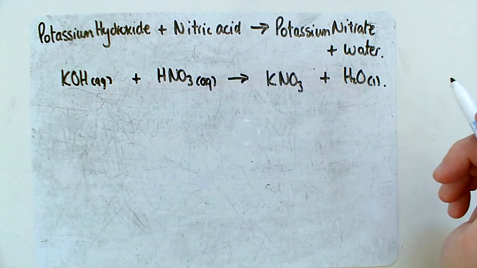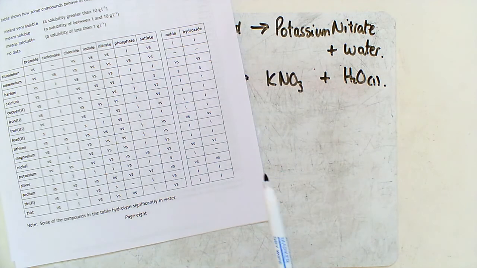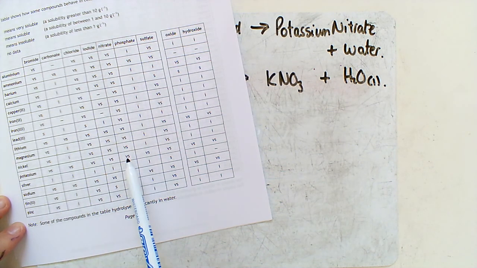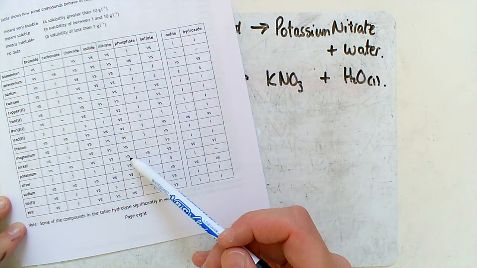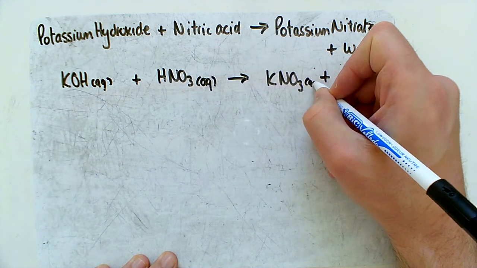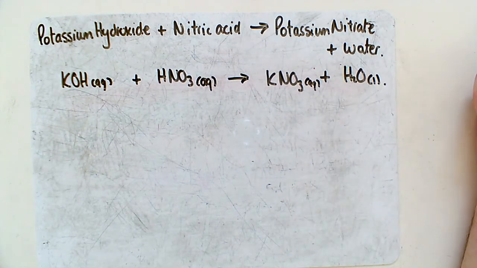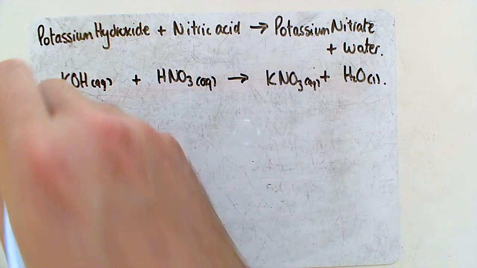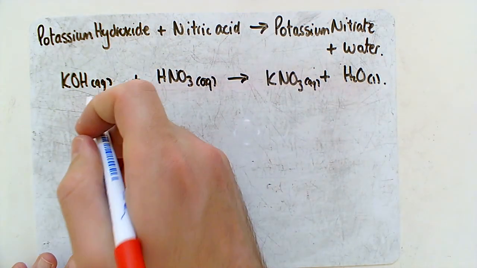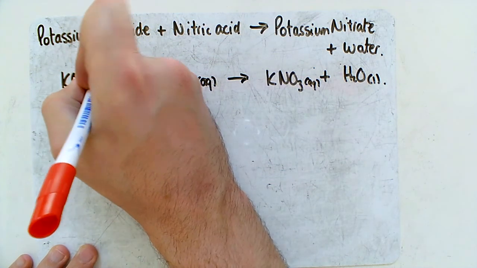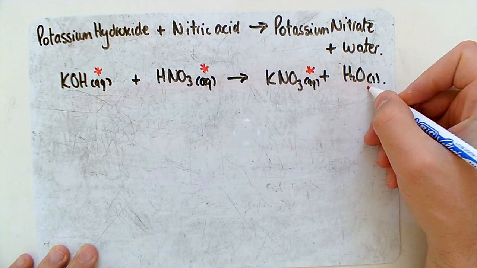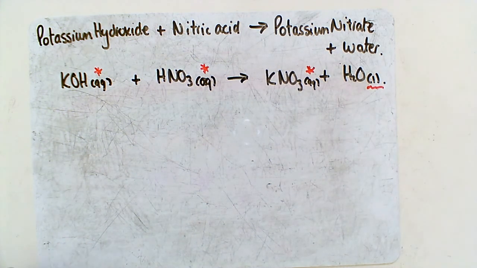So as before, we look at the table, page 8. Potassium's here and nitrate is here, so where they meet it says VS, which is very soluble, and if it's soluble that means we get AQ. So now we need to do our ions. Now remember the rule, if it's in AQ we can turn it into ions. So that one we can, that one we can, and that one we can, but that's liquid, so we can't.